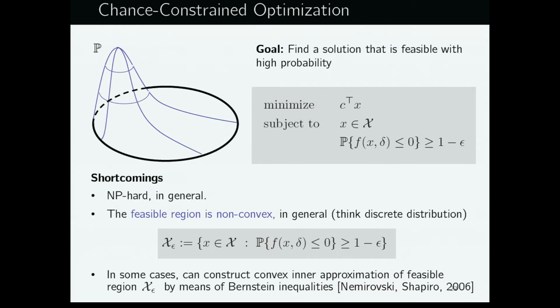forms of f. If f is biaffine in x and delta, and delta is non-Gaussian, then this problem turns out to be NP-hard, even if delta is uniform. There are ways of approximating these problems from within using so-called CVaR constraints, which arise from Bernstein inequality approximations of these probabilities, but I won't get into that. But there's a very nice paper by Nemirovski and Shapiro.